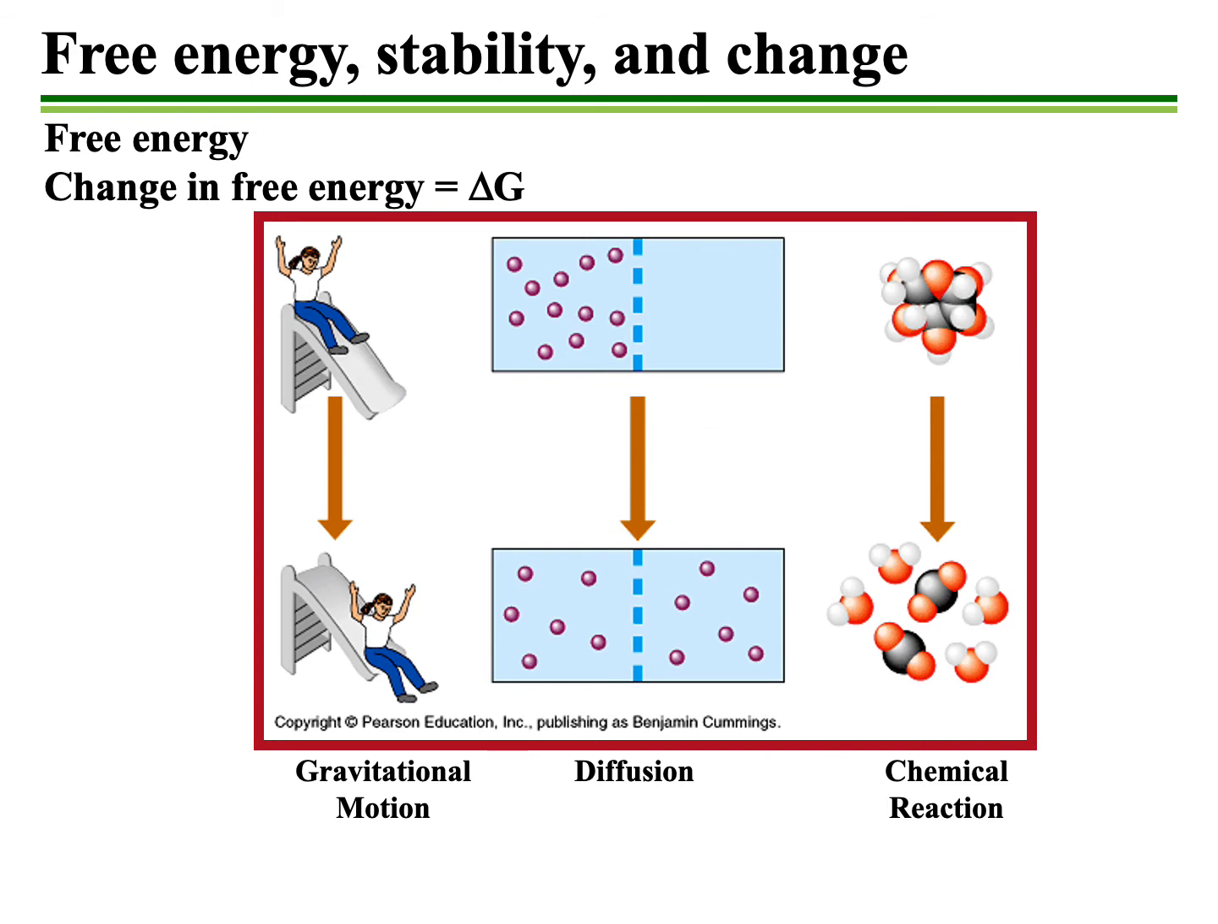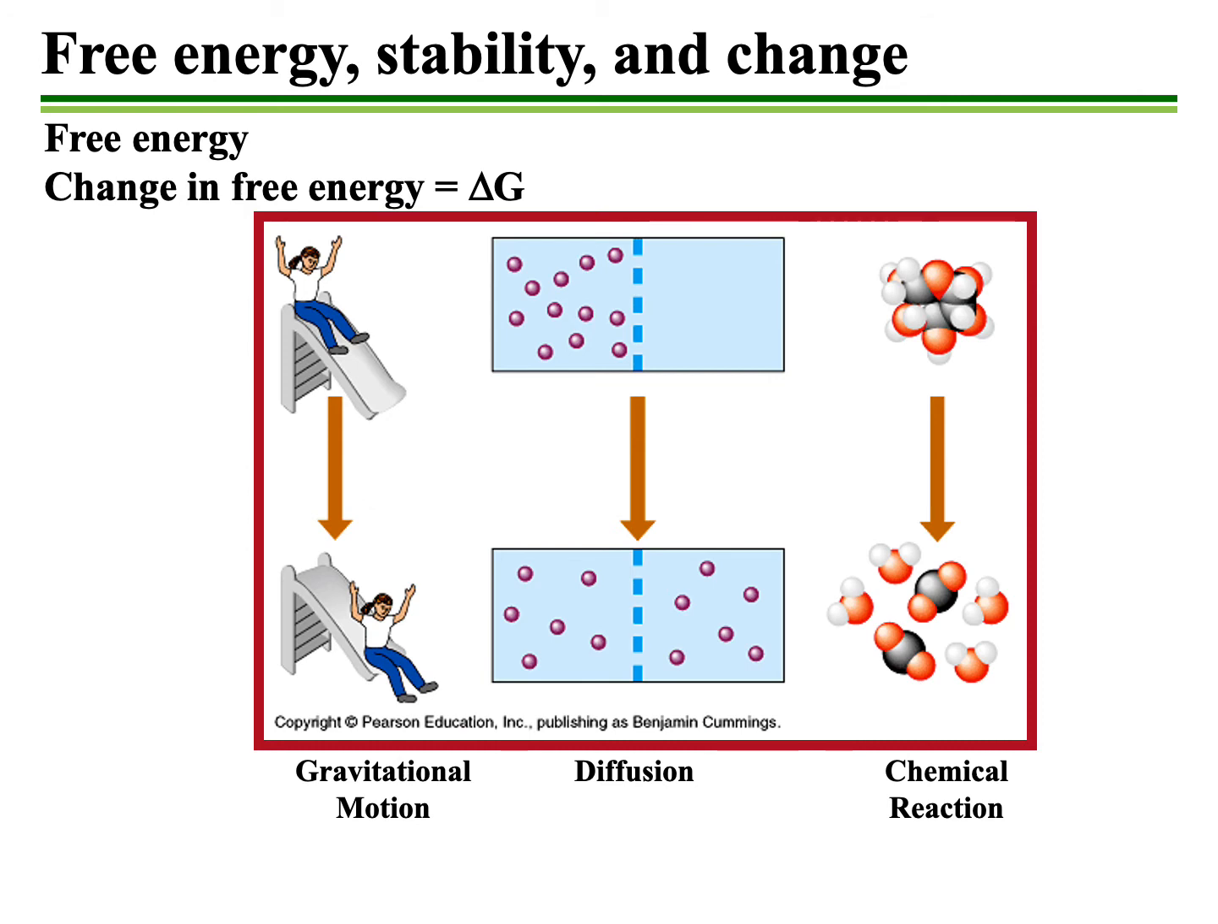But what has happened is there's been a change in the free energy, in that the child at the top of the slide has a great deal of free energy associated with it, and this is extremely unstable. And the child at the bottom of the slide has very low potential energy associated with it, and this is a much more favorable situation.